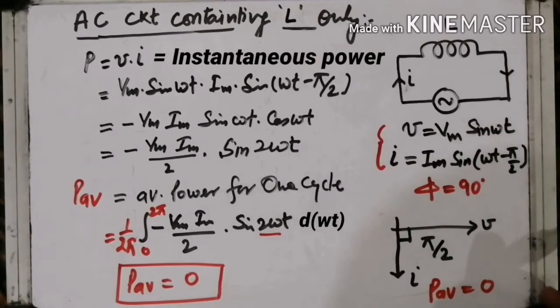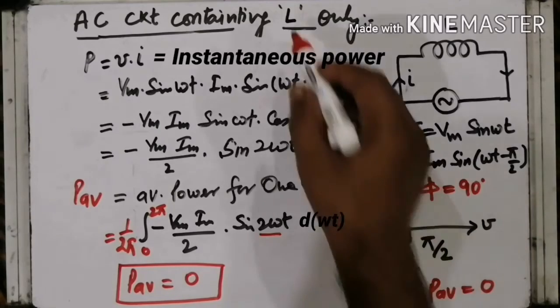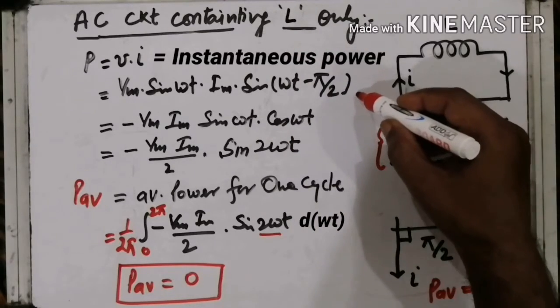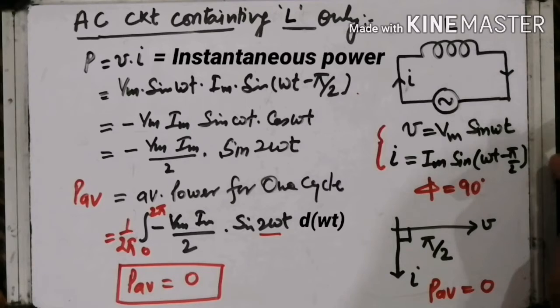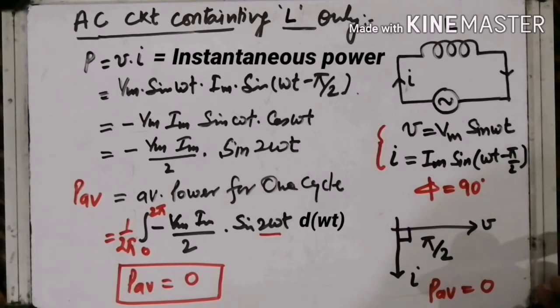These are the points when the circuit contains L only. This one is the diagram. These are the equations. This one is the phase angle. This one is the phasor, and the average power consumption is 0.